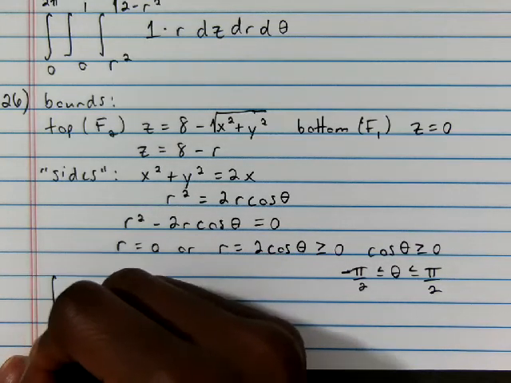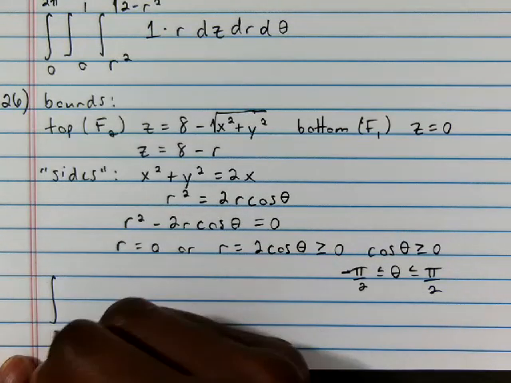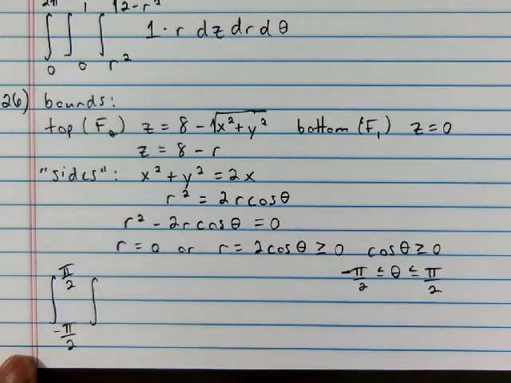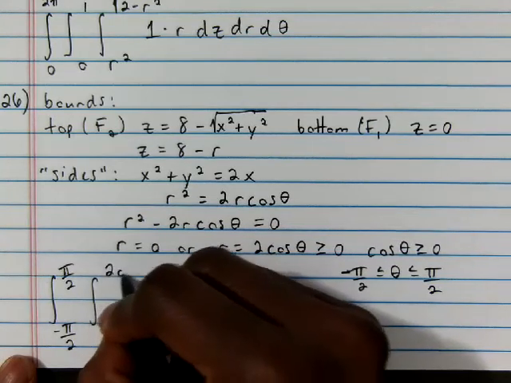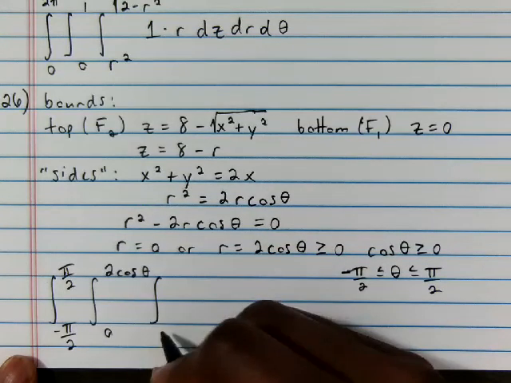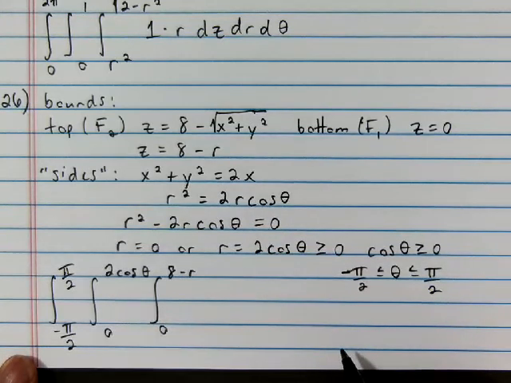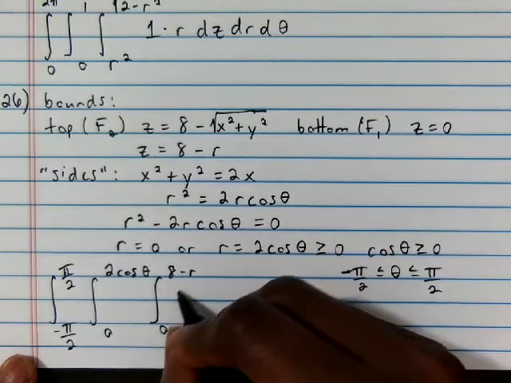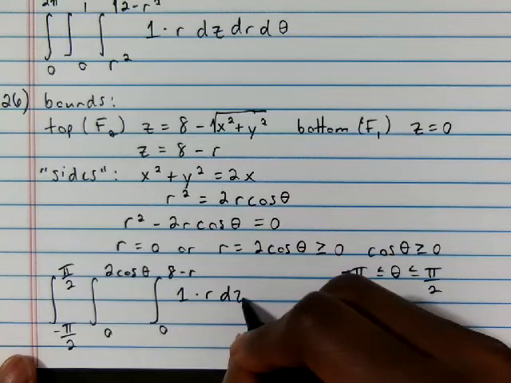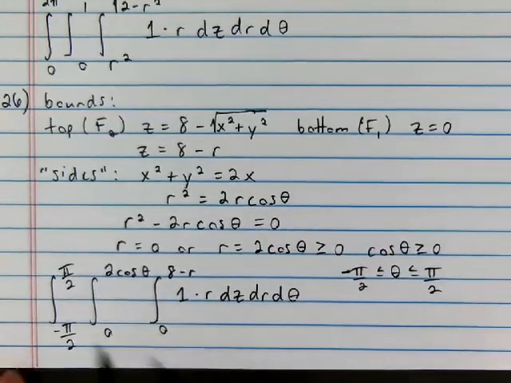So we're going to have the iterated integral. Theta goes from negative pi over 2 to pi over 2. r goes from 0 to 2 cosine theta. And z goes from 0 to 8 minus r. And then our integrand is 1 for volume, and then the r for cylindrical coordinates. These are z's, dz. Those are r's, dr. And those are thetas, d theta.